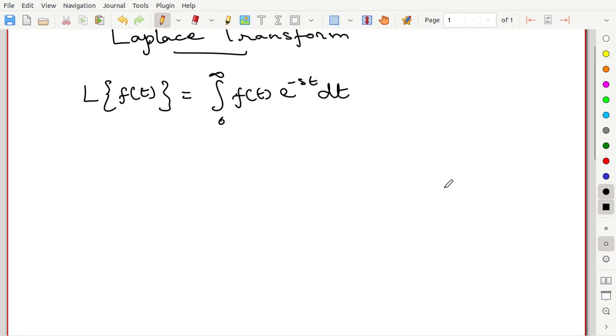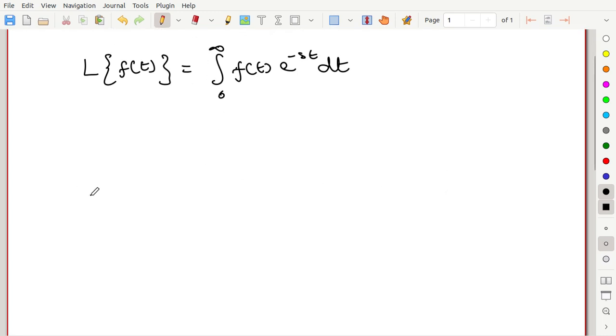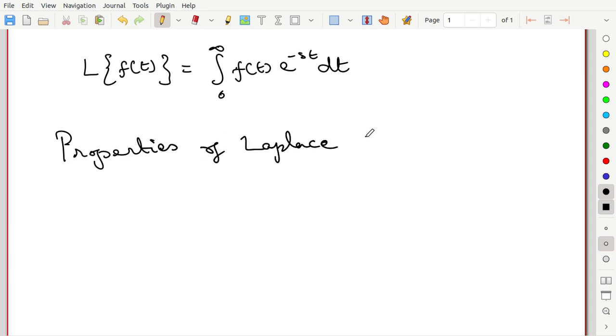Some of these properties are very important. So these are the properties of Laplace transform. First one is the linearity property.